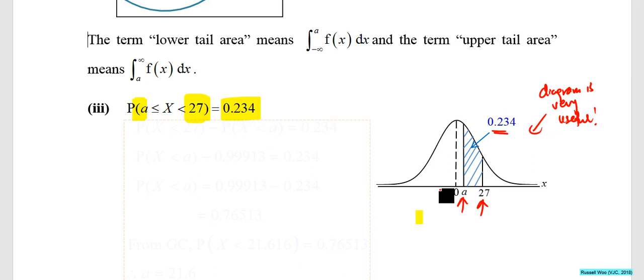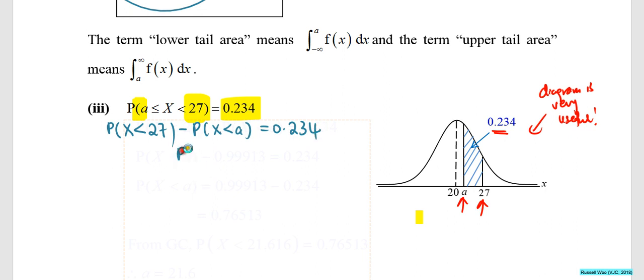Does it make sense? What I'm saying is this area, I can rewrite it. This is probability X smaller than 27 minus probability X smaller than 8. You look at the diagram and this should make sense. The sandwich area is just X smaller than 27 minus X smaller than 8. Now I think with that, we know how to carry on. Why? This one is just a number, don't need to be scared.